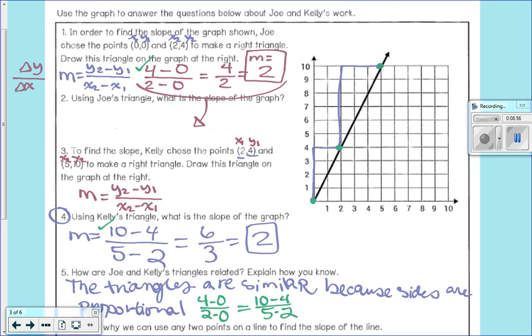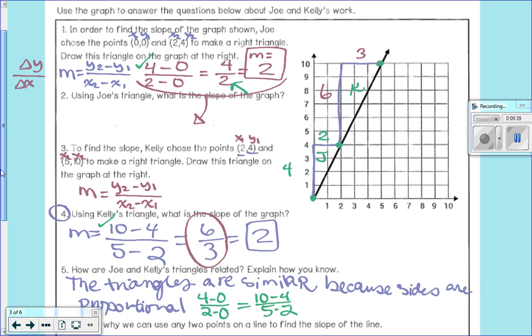Okay, this is Joe's triangle, this is Kelly's triangle. What is the rise? 4 units, right? And our run is 2 units. Look right here. Did you see that? Okay, and then let's look at Kelly's. Kelly's rise is 1, 2, 3, 4, 5, 6, and her run is 1, 2, 3 units. And look right here. Pretty good. You see your rise over your run right there? See how it all kind of relates? It's so cool. Okay, so the sides are proportional, right?